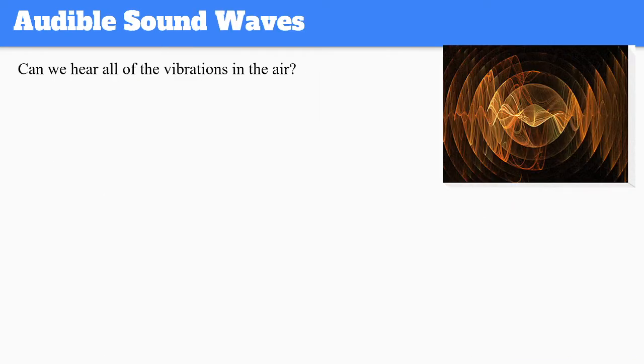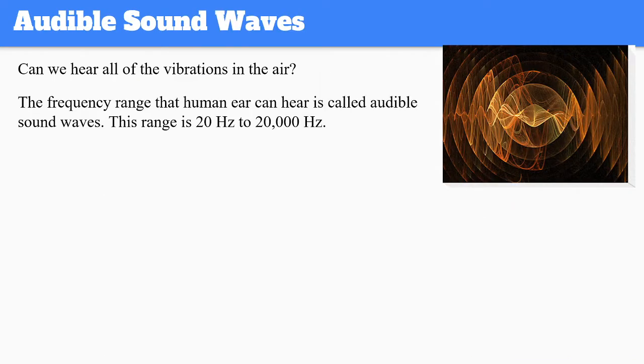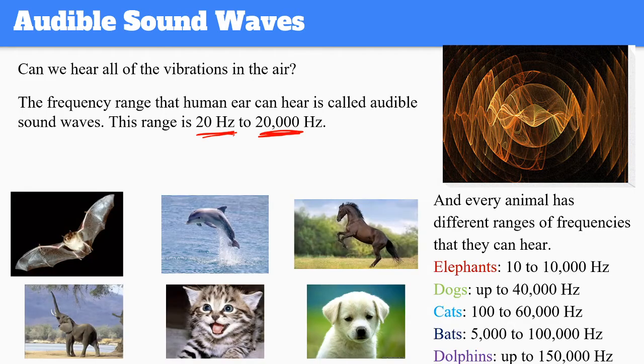And what's audible sound? We are not able to hear all of the frequencies. We have a certain range that we can hear, and that's roughly 20 to 20,000 hertz. Of course, this is not exact for everybody, but that's an average. And every animal has its own audible sound range.